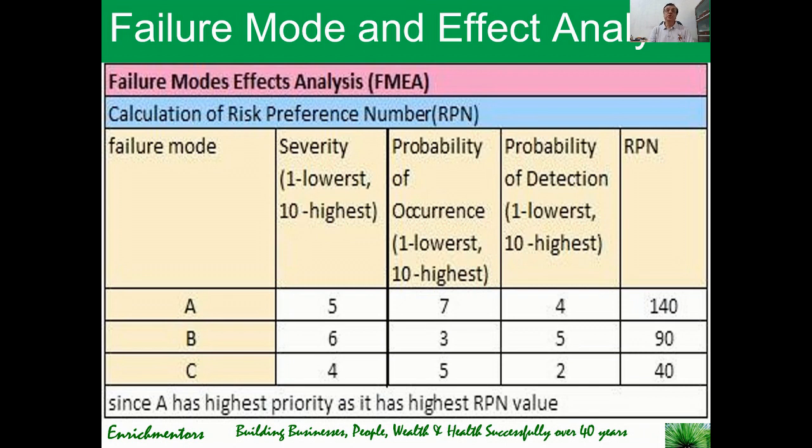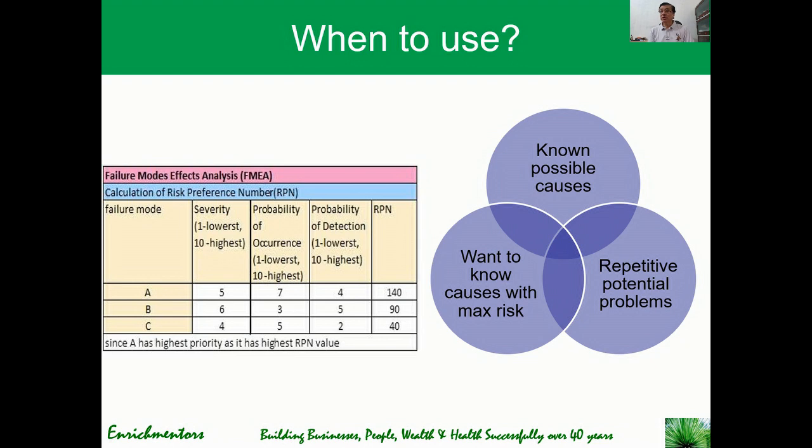So when to use the FMEA? When the failure modes are known, or possible causes are known, these are the things that can cause failures. And the problems are potential problems. You don't have a problem on hand, but it can happen, and you want to prevent that from happening. You want to know the failure modes that are causing the maximum risk, and you want to address that. So that's where you need to use it.